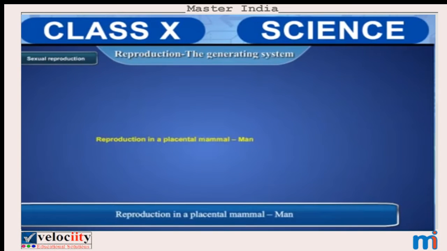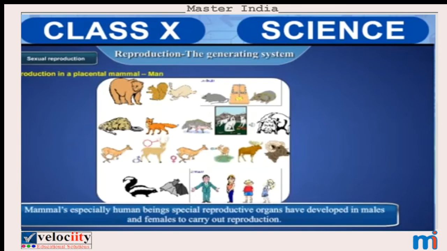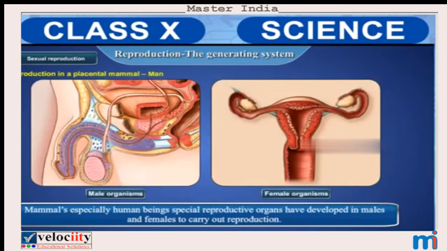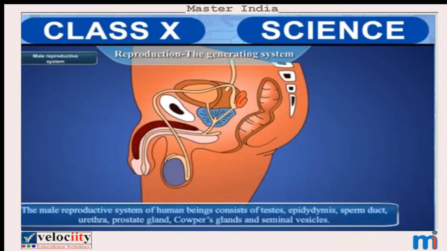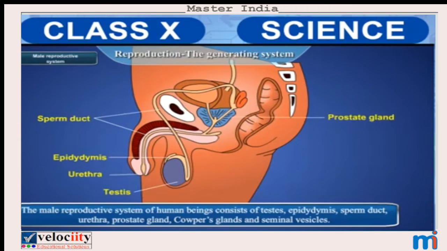Reproduction in a placental mammal, that is man. In mammals, especially human beings, special reproductive organs have developed in males and females to carry out reproduction. Male reproductive system. The male reproductive system of human beings consists of testes, epididymis, sperm duct, urethra, prostate gland, Cowper's gland, and seminal vesicles.